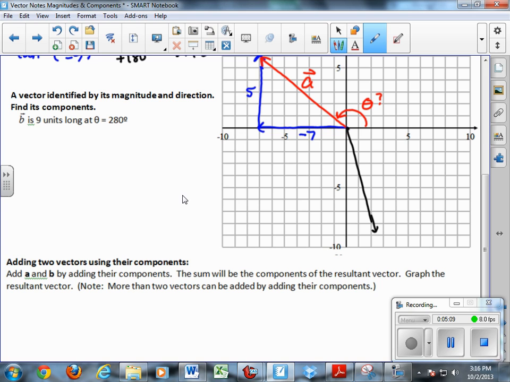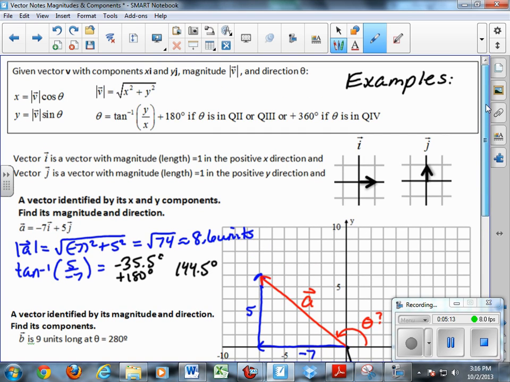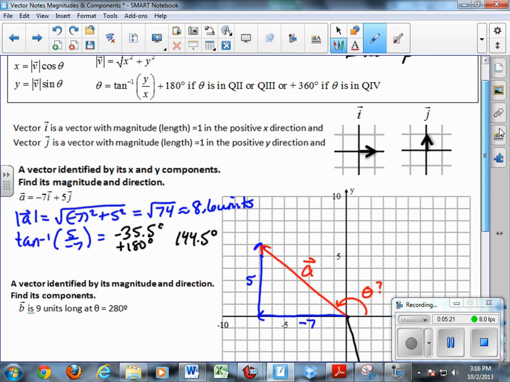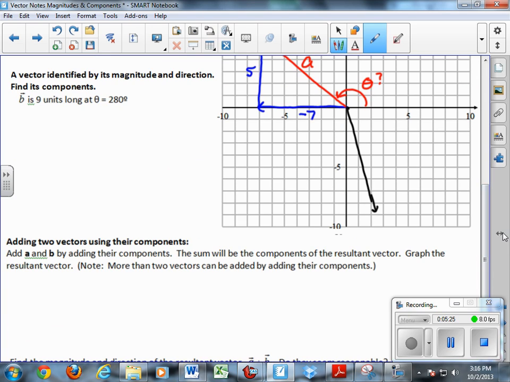Now, if I go up here and look at my components, it says that my x component is just the magnitude of the vector times the cosine of the angle, and my y component is the magnitude of the vector times the sine of the angle. So x is equal to 9 cosine 280, and y is equal to 9 sine of 280. And I'll get the lengths of the two vectors.